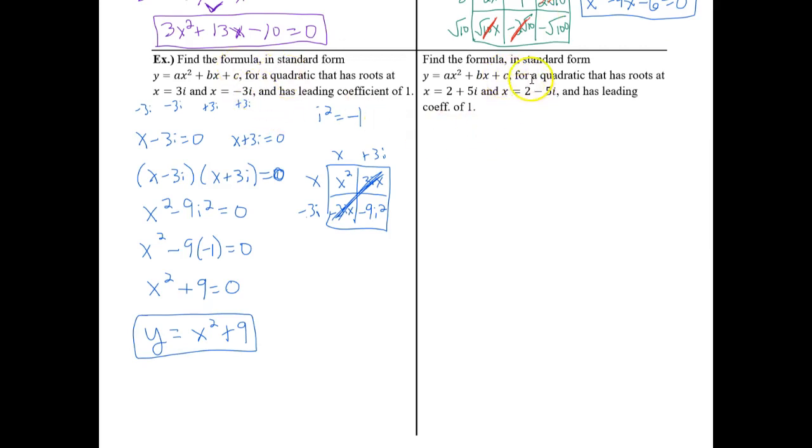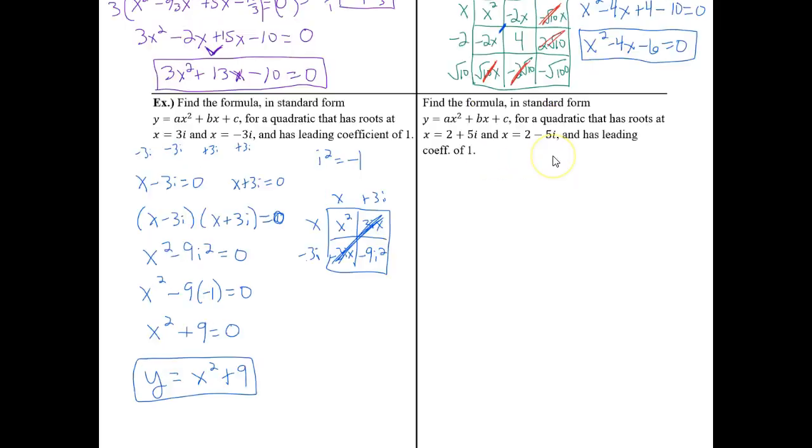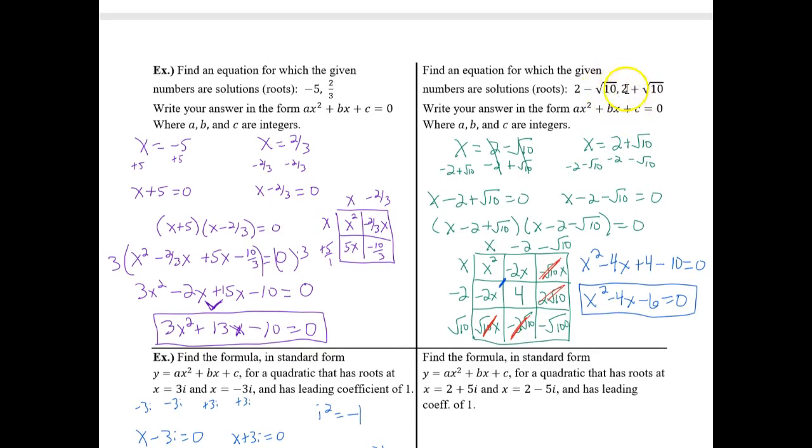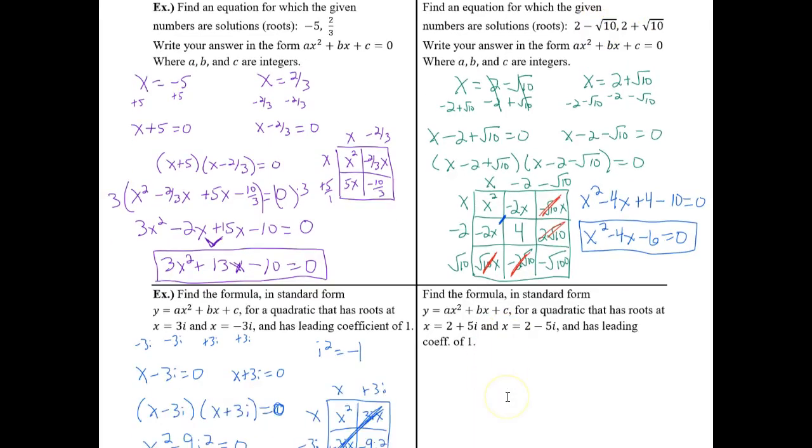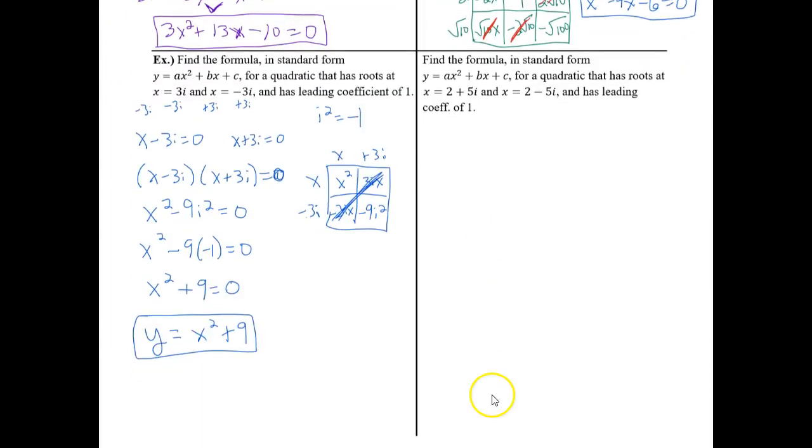Alright, go ahead and try the example on the right hand side. It will be more intense because it has 2 plus the 5i and 2 minus the 5i. It'll end up being a little bit more like this other example we did in a previous video, but go ahead and try it out and see how you do.